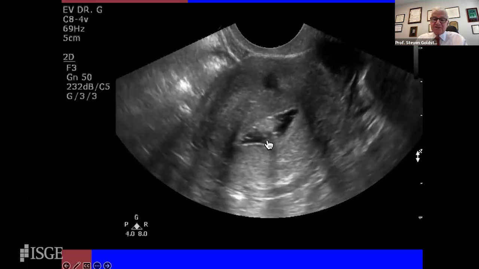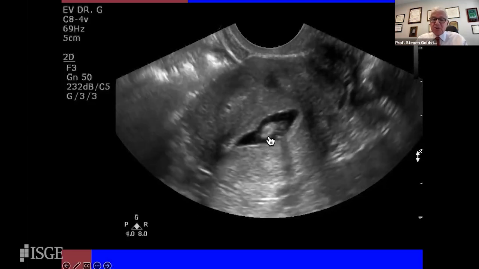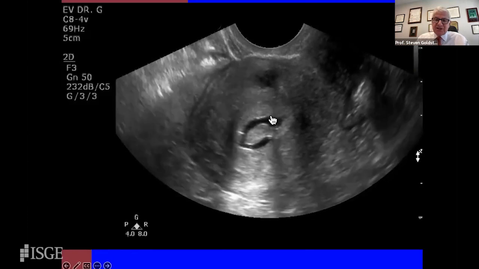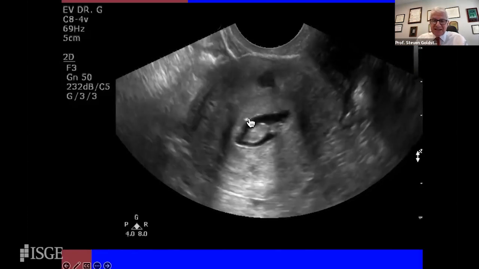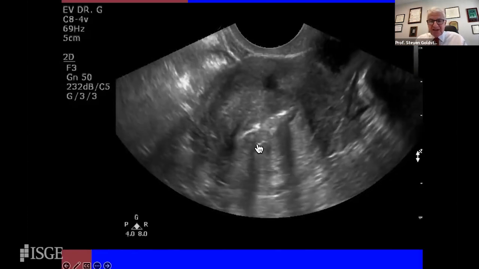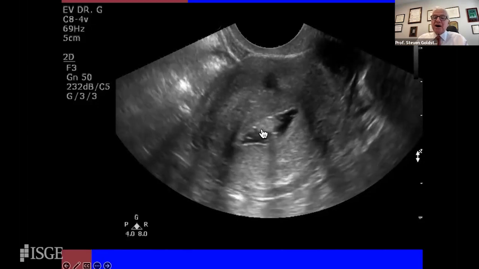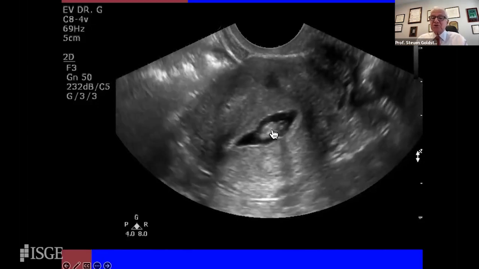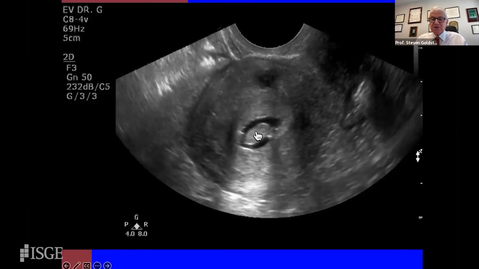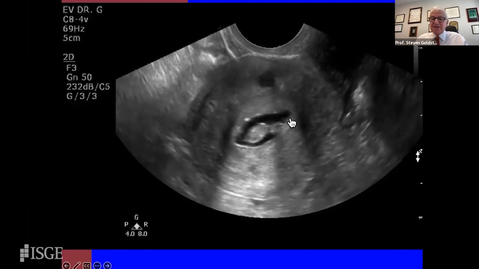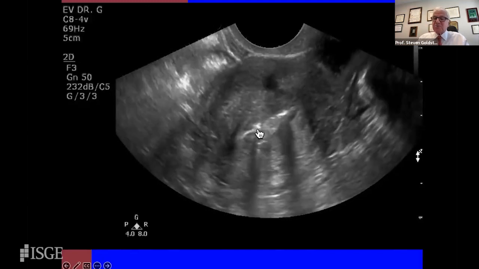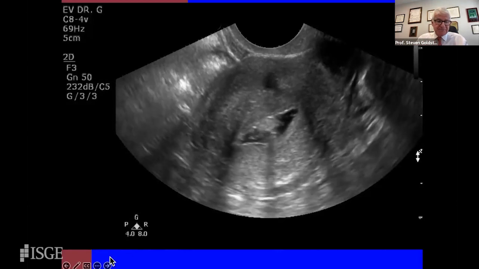But here's an example of saline infusion showing a focal abnormality. See, this is done right as the bleeding cycle has ended. The endometrium is actually quite thin, but there's this endometrial polyp. This will be removed under direct vision at the time of hysteroscopy. And the blind sample, if it doesn't get a piece of this polyp, could be misleading.